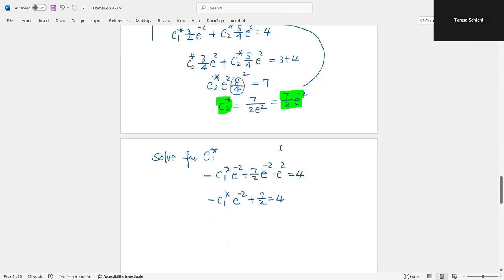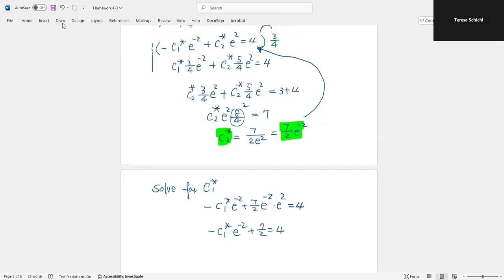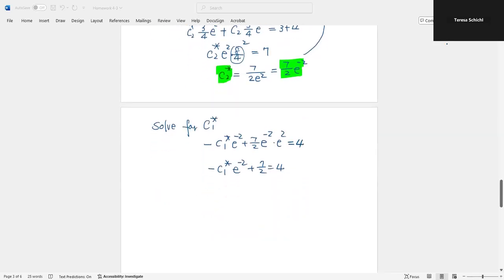All right, so let me see here, make sure I did not do anything stupid. Okay. All right, so here I will have negative C1 star e to the negative 2 equal to 4 minus 7/2. So it's giving you 1/2, right? So that's why C1 star is going to be negative 1/2 times e to the square. Gee, all right, we finally got this one. So let me highlight it so we know how to find it. So this is C1 star.